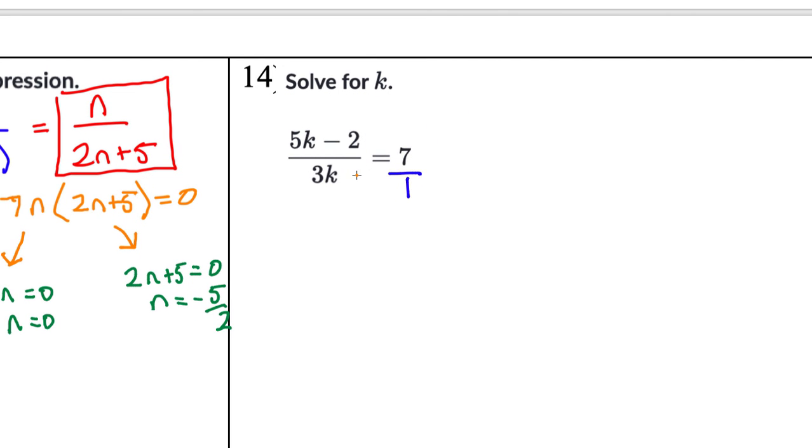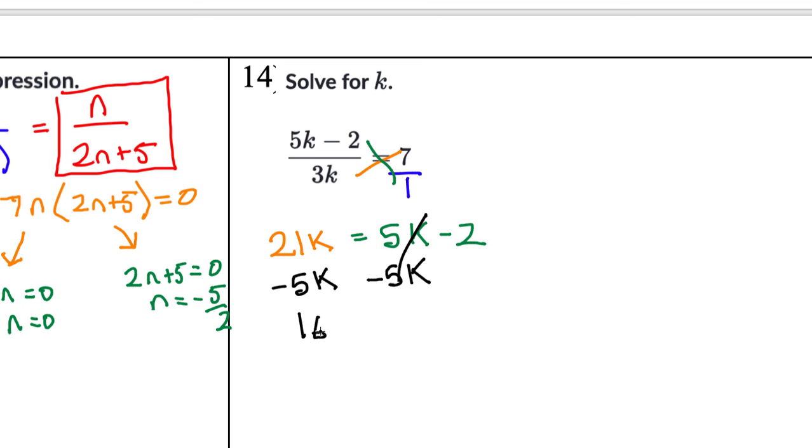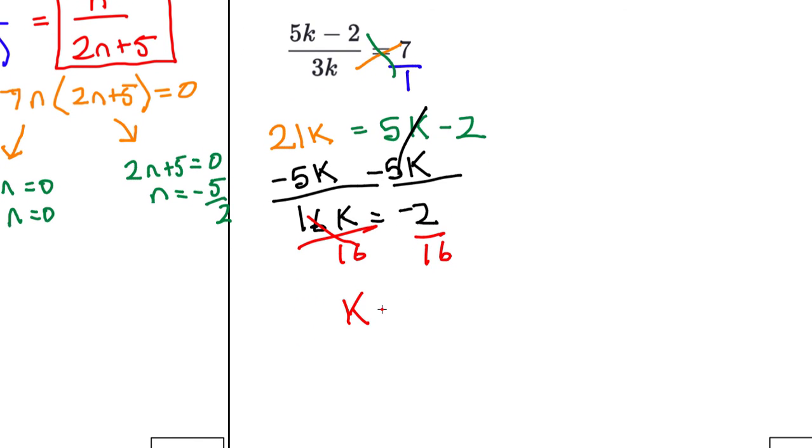I'm going to cross multiply. 7 times 3k is 21k. Cross multiply the other direction. 1 times 5k minus 2 is just 5k minus 2. From here, I'm going to solve. I can subtract 5k on both sides, and I'm left with 16k is equal to negative 2. And from there, divide both sides by 16. And the answer is negative 1/8. Yeah, I was reading the problem in the reverse section.